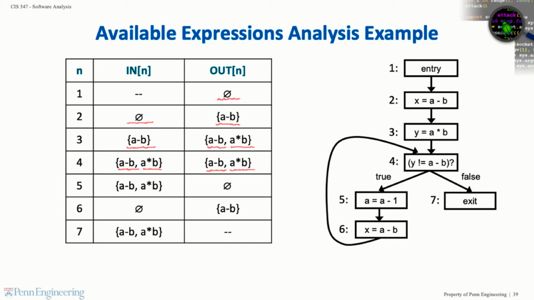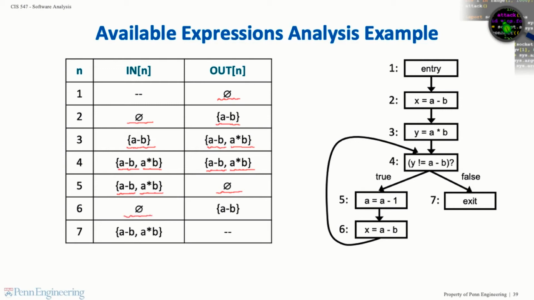At node 5, we first copy the outset of node 4 to the inset. Node 5 seems to generate a minus 1, but in fact it does not, since it immediately overwrites a. Also, we will need to kill each expression in our inset that uses a. That's expressions a minus b and a times b. So, we are left with an empty outset, which we will also copy over to the inset of node 6.